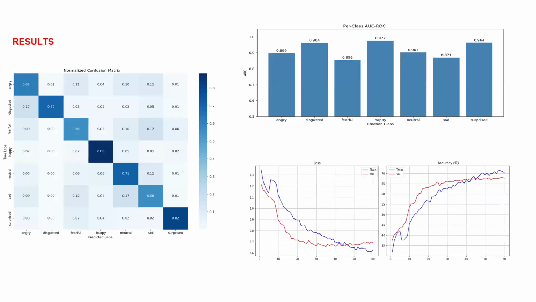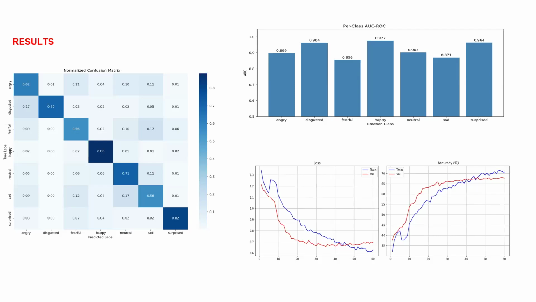This slide demonstrates the real output of our system. Our model detects facial emotions from webcam input. It displays the predicted emotion along with a predefined motivation response. This is the per-class confusion matrix. There are seven distinct emotions that we have: angry, disgusted, fearful, and so on.